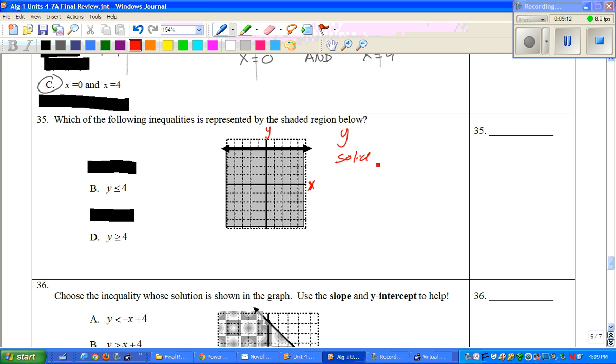It's solid, and we shade below. So if it's solid, it's got to have the line underneath it. And since it's below, we have to use the less than. And then when you count, 1, 2, 3, 4.